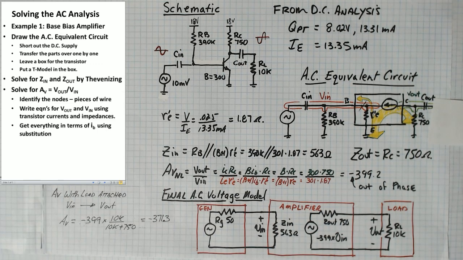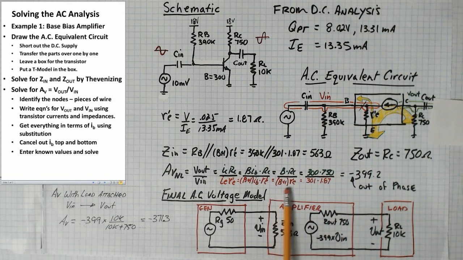Then you want to get everything in terms of IB using substitution. We know that IC is beta times IB, so we do that substitution. And IE is beta plus 1, it's a little bit bigger, so it's beta plus 1 times IB. So we go from IC-RC over IE-RE to beta IB times RC over beta plus 1 IB times RE. You can notice that we've got IB and IB in both the top and bottom, so we can cancel that out, leaving us with beta times RC over beta plus 1 times R'E.